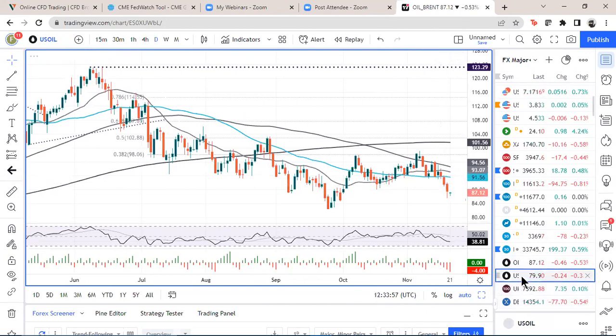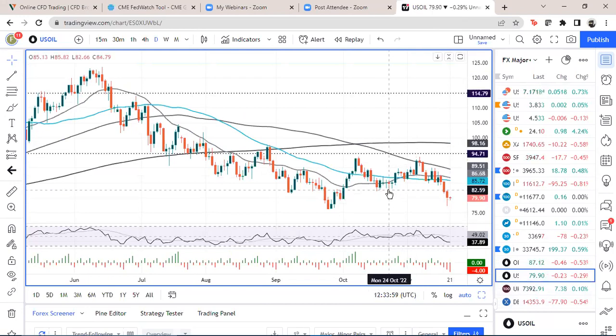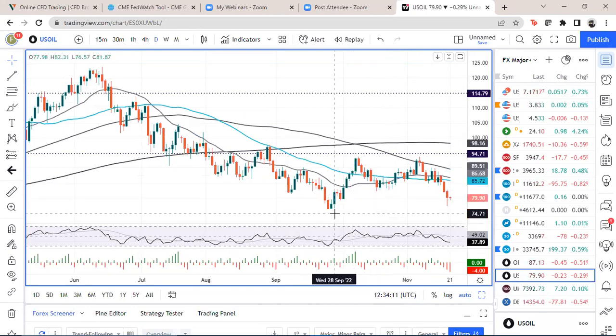In fact, I'll just pull up WTI. So that's the US crude benchmark, if you like. That lost around 10% last week. That was its biggest loss since March. Major support sits at the September low that we can see here at 76.28.